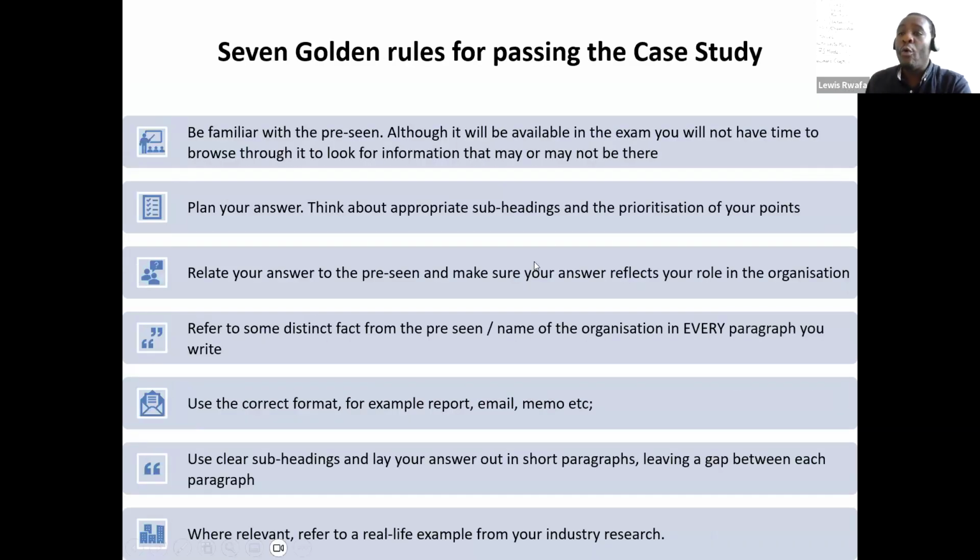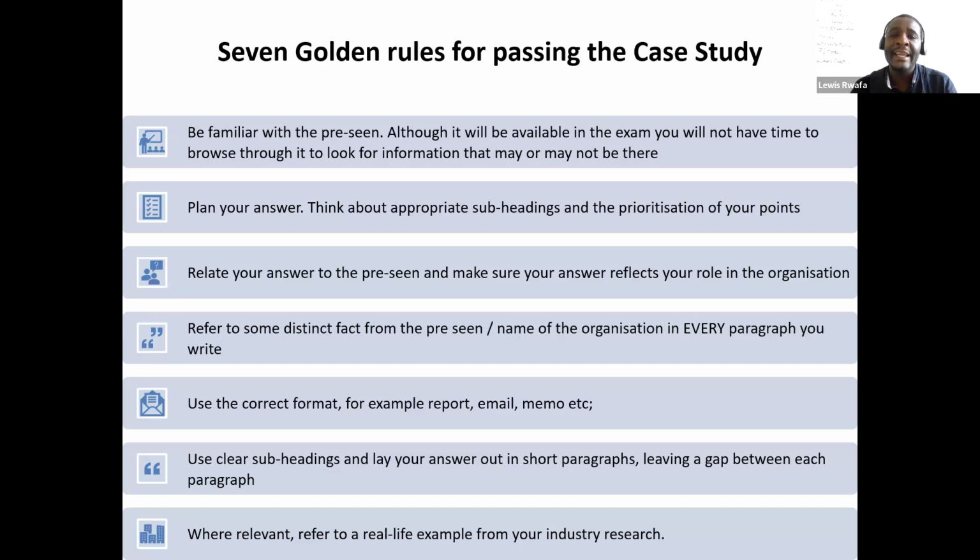Right, some golden rules, some 7 golden rules. I got this from one of the best tuition providers in the CIMA space, and they talk about the 7 golden rules, and I use them myself. They do work. 1, be familiar with the pre-seen. Read it over and over and over again. Plan your answer. Take some time before you start typing your answer.